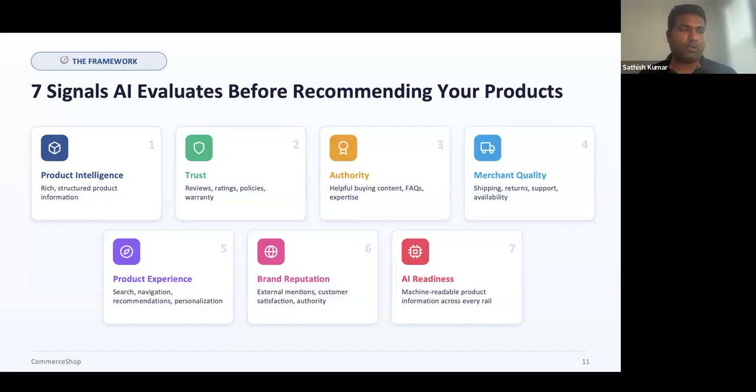And also the product experience. When a user comes to your site, how easy are the product recommendations and personalization? They look into that, and also brand reputation. AI also looks into your brand mentions across the internet. They look into all the third-party review sites, whether your brand is getting cited. And most importantly, AI readiness, which means: is the information on your site extractable and crawlable by these tools? We also have a tool to test these things. AI readiness is highly important for all of this to work properly.